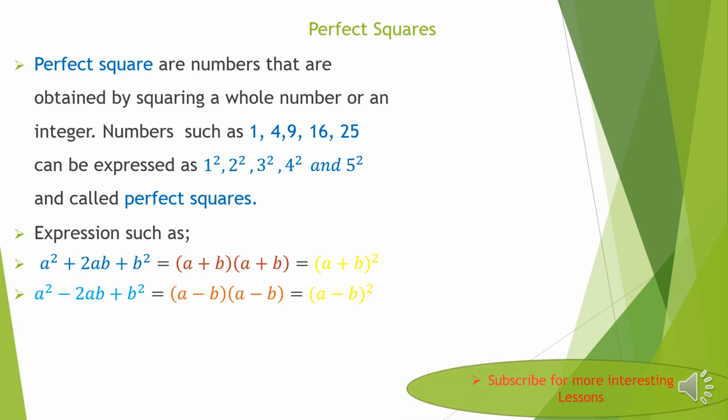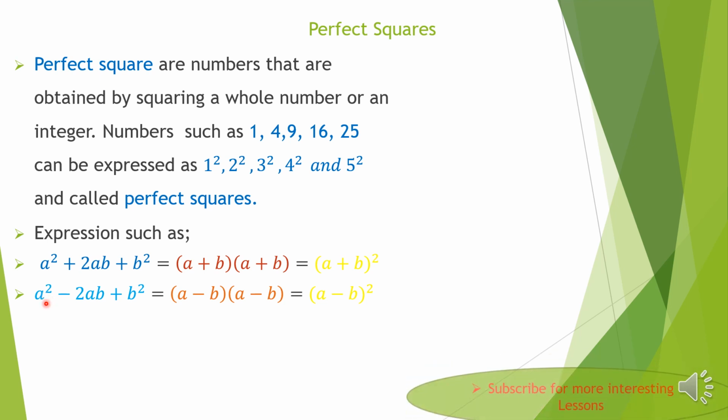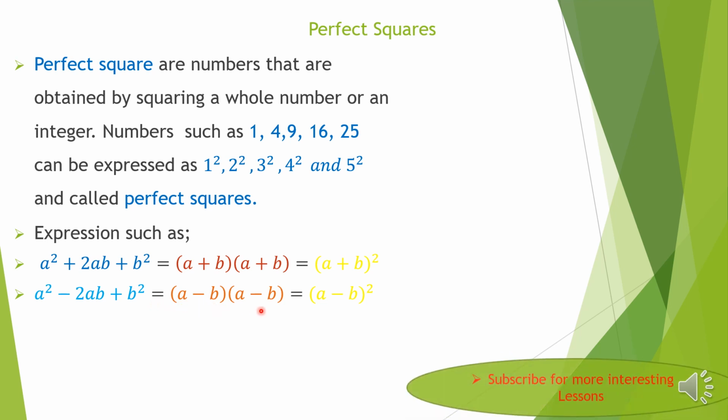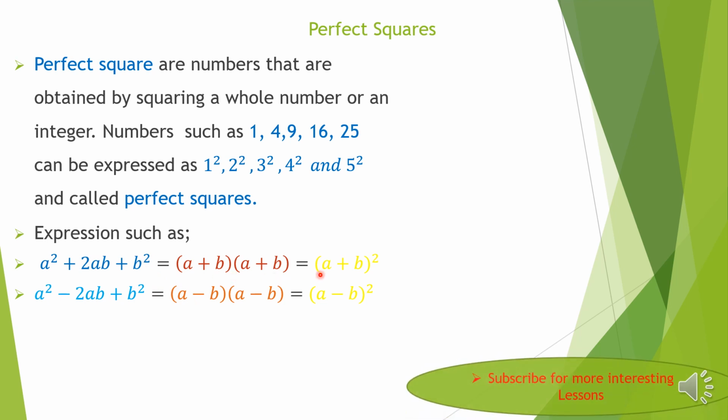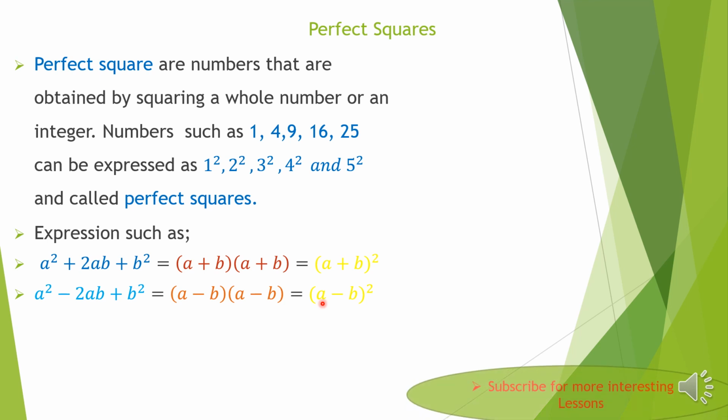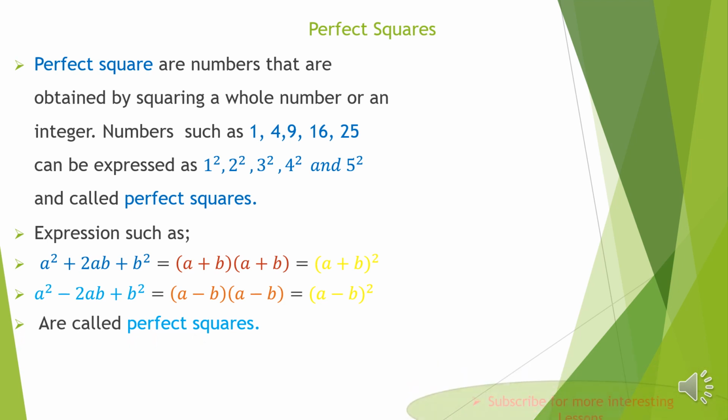Similarly, we have another expression here, which is a squared minus 2ab plus b squared. Now, if you are to factorize this one, you'll have (a minus b), close the bracket, (a minus b), again close the bracket. Now, the expressions under brackets are similar. Therefore, we can write one of them and then square it. So realize that these two expressions can be written as (a plus b) squared or (a minus b) squared, respectively. Now, such expressions are called perfect squares.